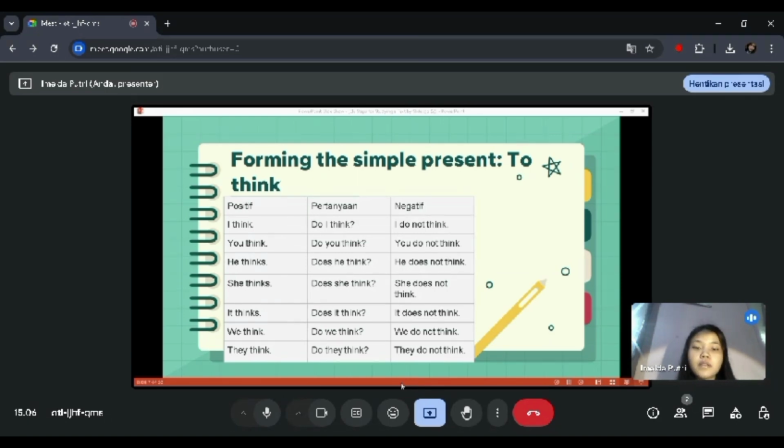Example: I think. Question: do I think? Negative: I do not think. You think. Question: do you think? Negative: you do not think. He thinks. Question: does he think? Negative: he does not think. She thinks. Question: does she think? Negative: she does not think.